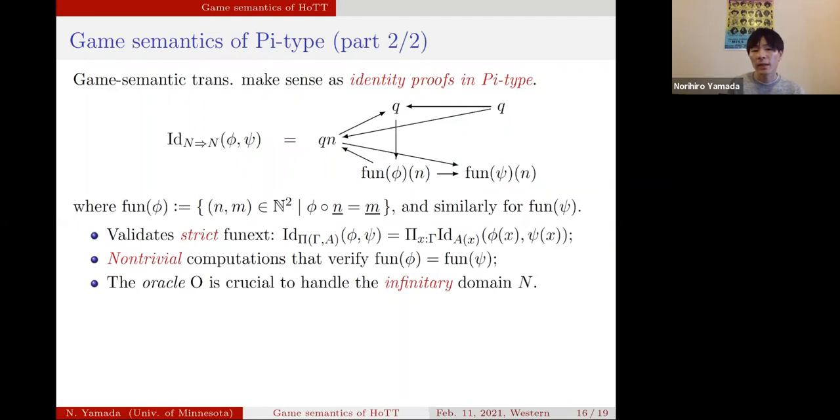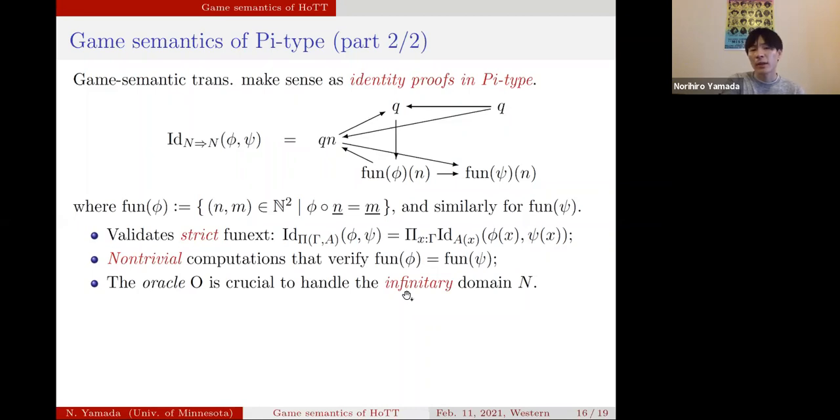But in game semantics, computation is always with an oracle or opponent. And it is the opponent who gives us the input n. If phi and psi are different on only one particular input, say n, then the opponent can immediately detect such n and provide n as an input, so that there is no identity proof in that case.